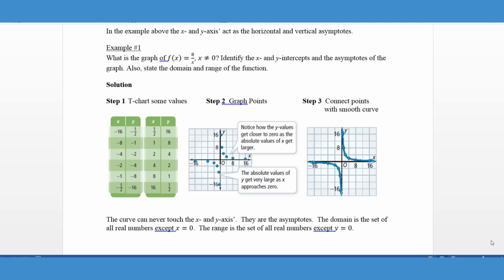Now we'll take a look at an example of a reciprocal function as far as graphing it is concerned. It says graph f of x equals 8 over x. Very simply, you could do a t-chart for these, and you can see how in step 1 the t-chart is created with a set of x and y values, and then in step 2 we plot those values and create this smooth curve.